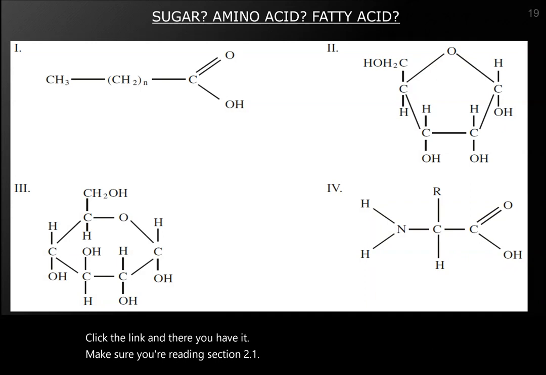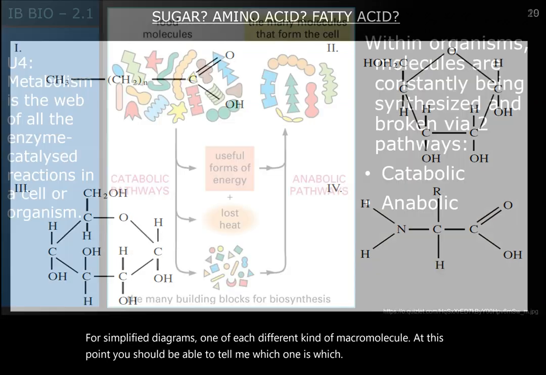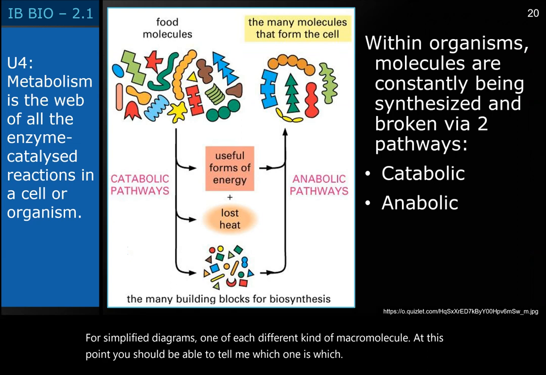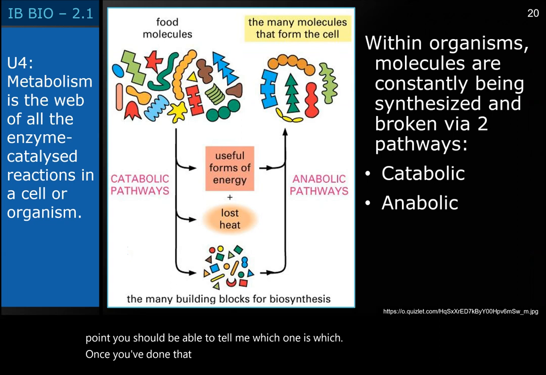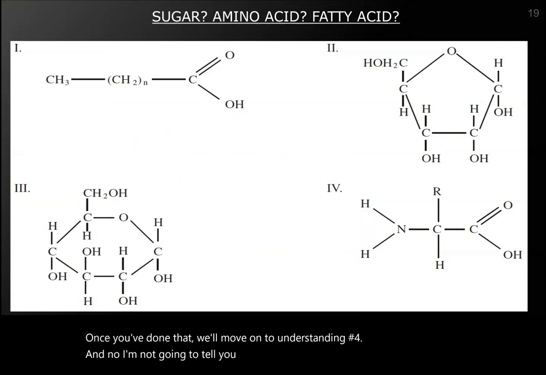So here is 4 simplified diagrams, one of each different kind of macromolecule. At this point, you should be able to tell me which one is which. Once you've done that, we'll move on to understanding number 4. And no, I'm not going to tell you the answer. You have to figure it out.